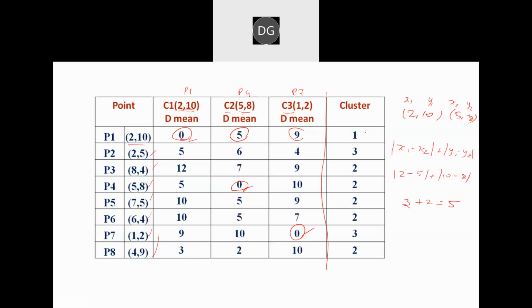So how have I written the cluster values 1, 3, 2, 3? Can anyone guess how I have given this cluster value?